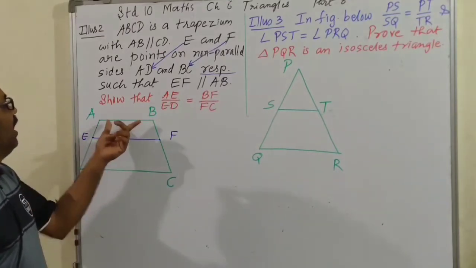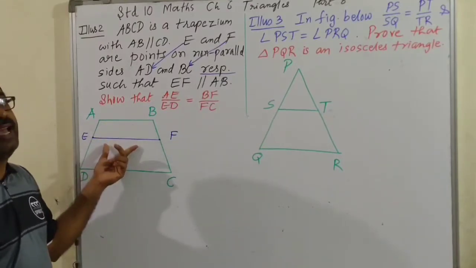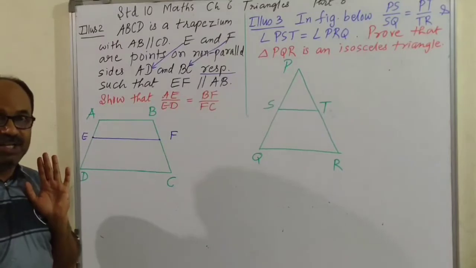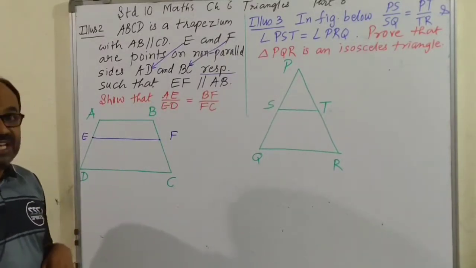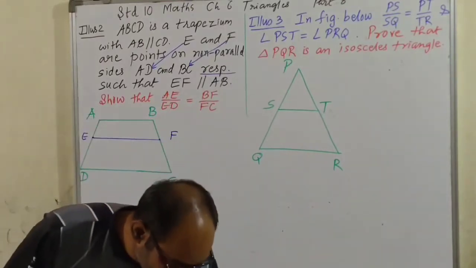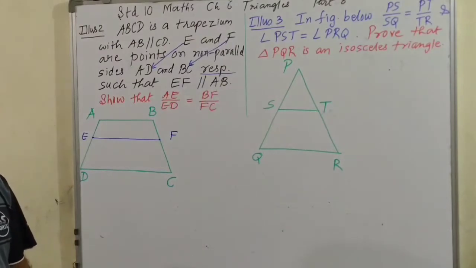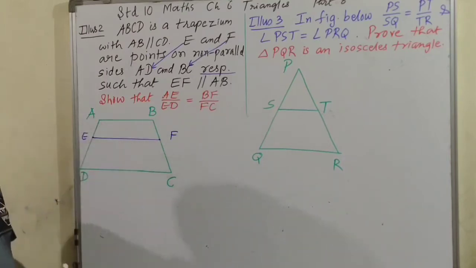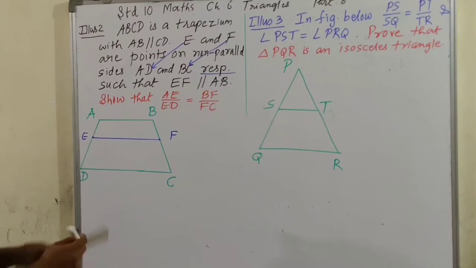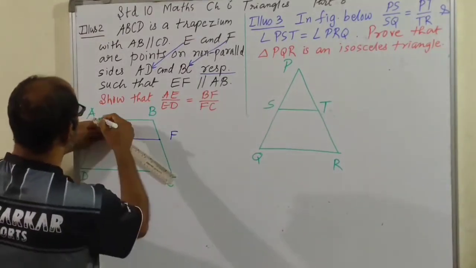See, AB is parallel to CD and AB is also parallel to EF. So all three are parallel to each other. There is no doubt about that. Correct? Okay. So we need a triangle. Can you give me idea? कैसे मुझे ट्राइंगल मिल सकता है? Yes, by drawing any diagonal. Which diagonal you want? BD or AC? Alright, AC. I'm going to draw the diagonal AC.